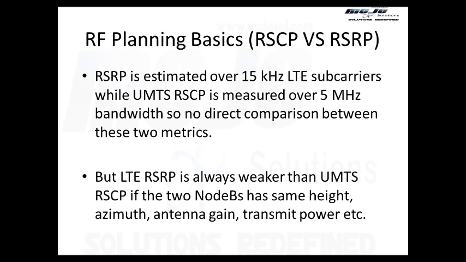What is RSCP and RSRP? Here, we try to clarify the difference between RSCP and RSRP. First of all, they are used for two different technologies, but both are the pilot channels for the two different signals. RSRP is estimated over a 15 kilohertz LTE subcarrier, while UMTS RSCP is measured over 5 megahertz.